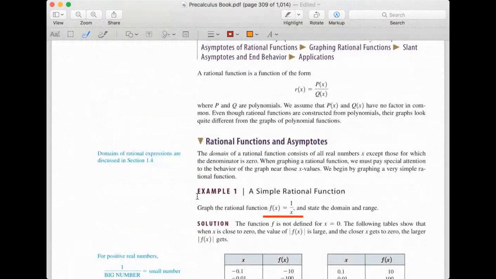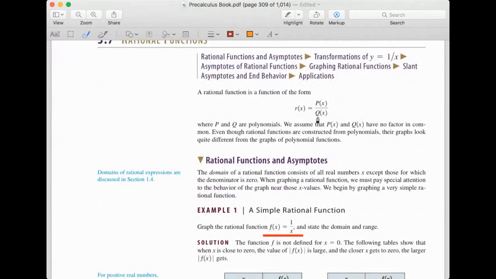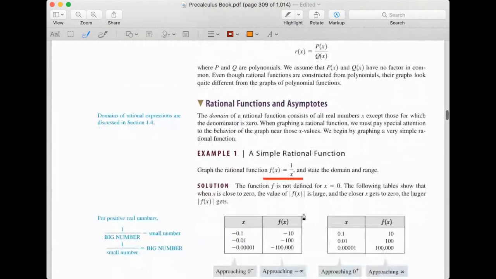All right, let's go back to our rational functions, right? Since we know polynomial functions, let's go one step further, to a rational function. A rational function has a numerator and a denominator. The numerator is a polynomial, and the denominator is another polynomial. We call it a rational function because the x term, the variable term, appears in the denominator. So a simple rational function is 1 over x.